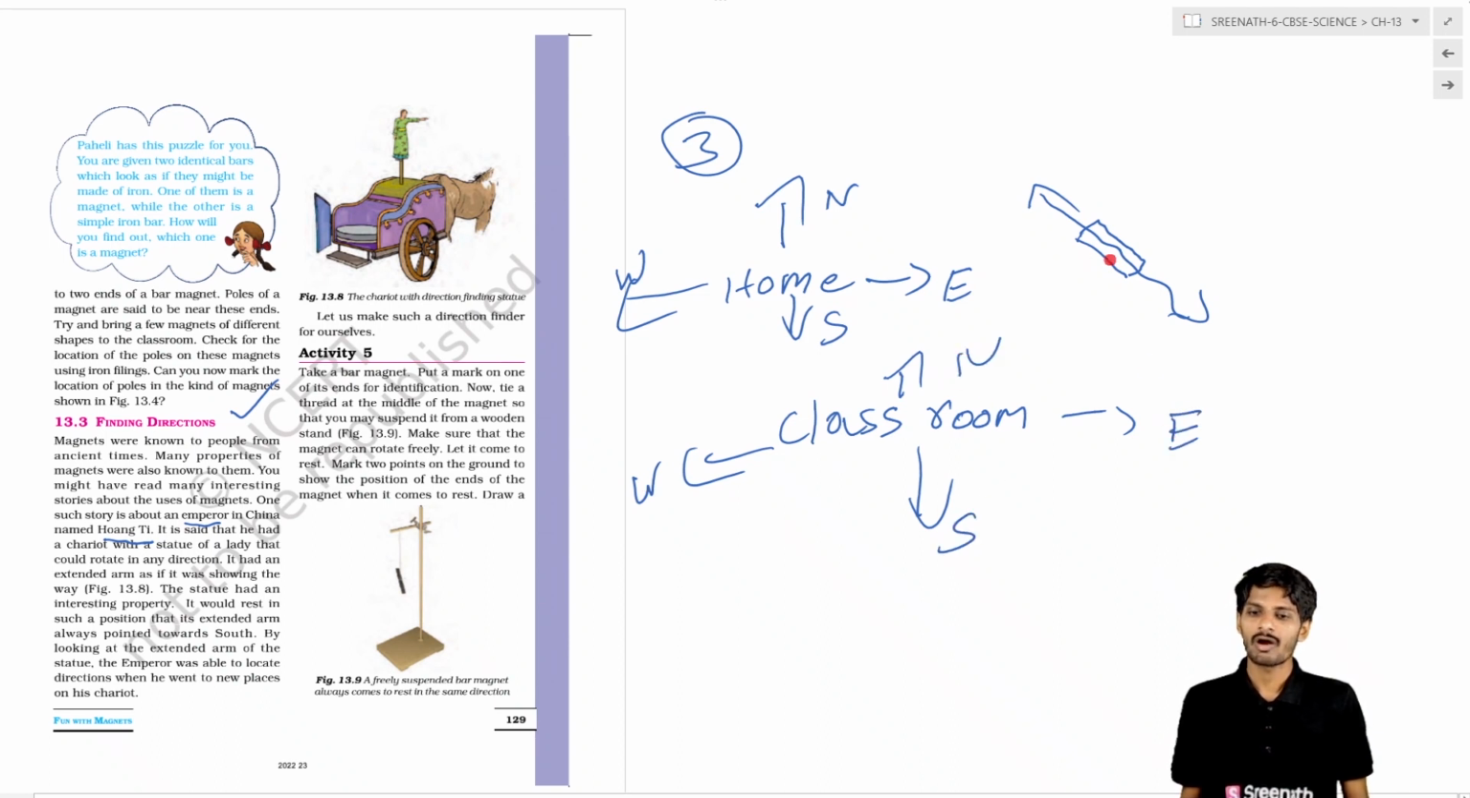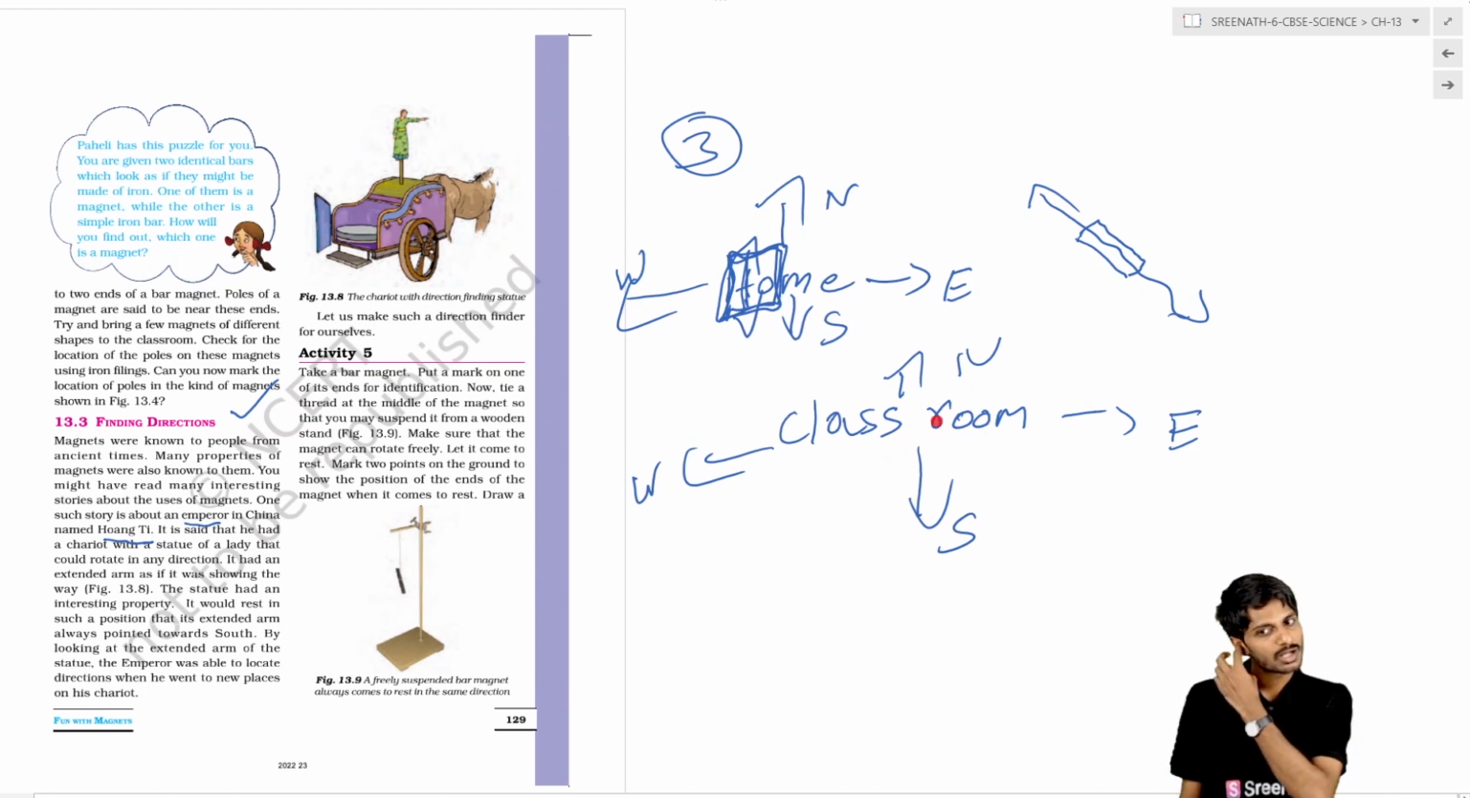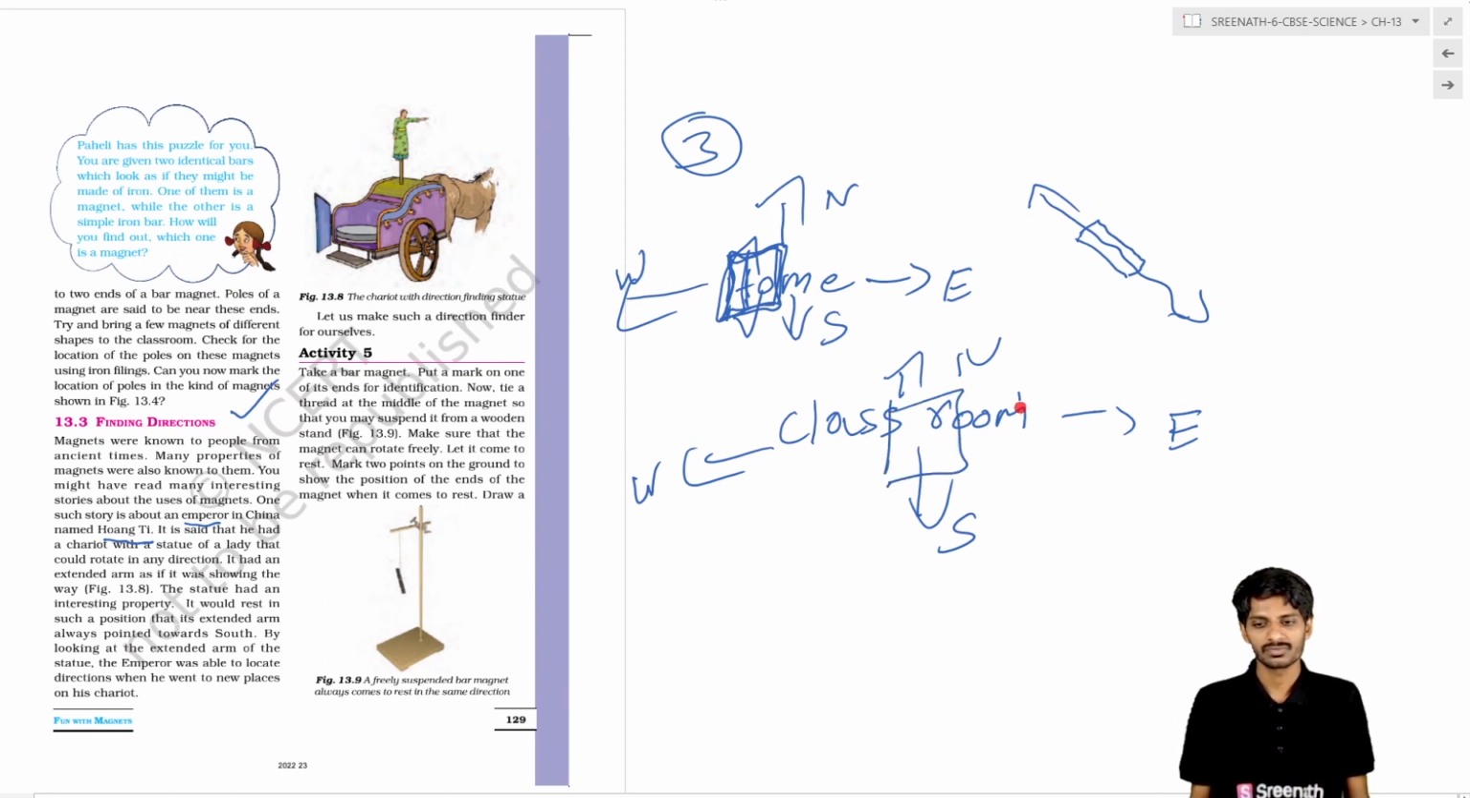Now what you have to do? You have to do this experiment in your home and in your classroom. Then I will tell what will happen. This bar magnet will align in this direction, and at the same time in the classroom also, this bar magnet will align in this direction. Why does it align in this direction? This is the north-south direction of your classroom.